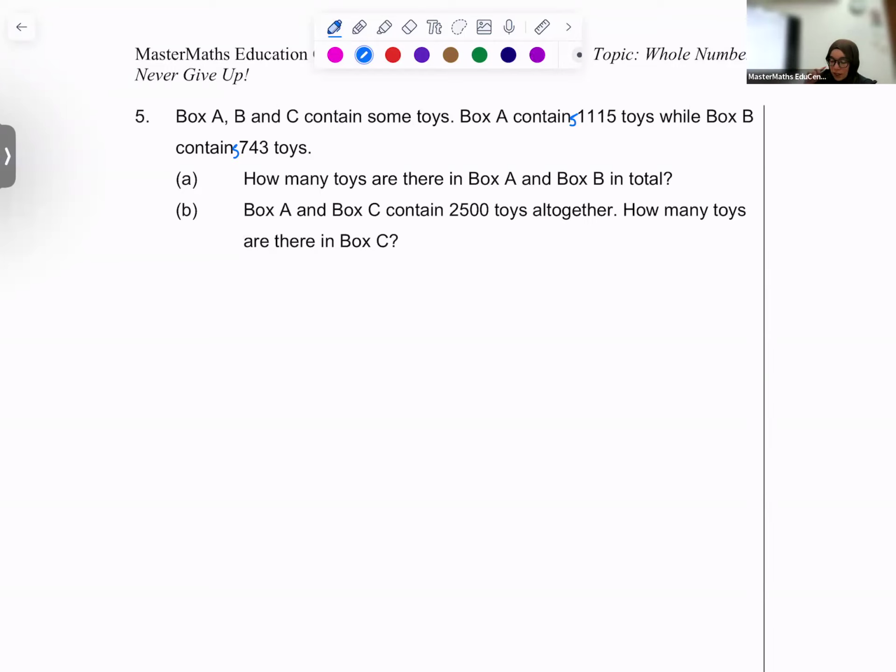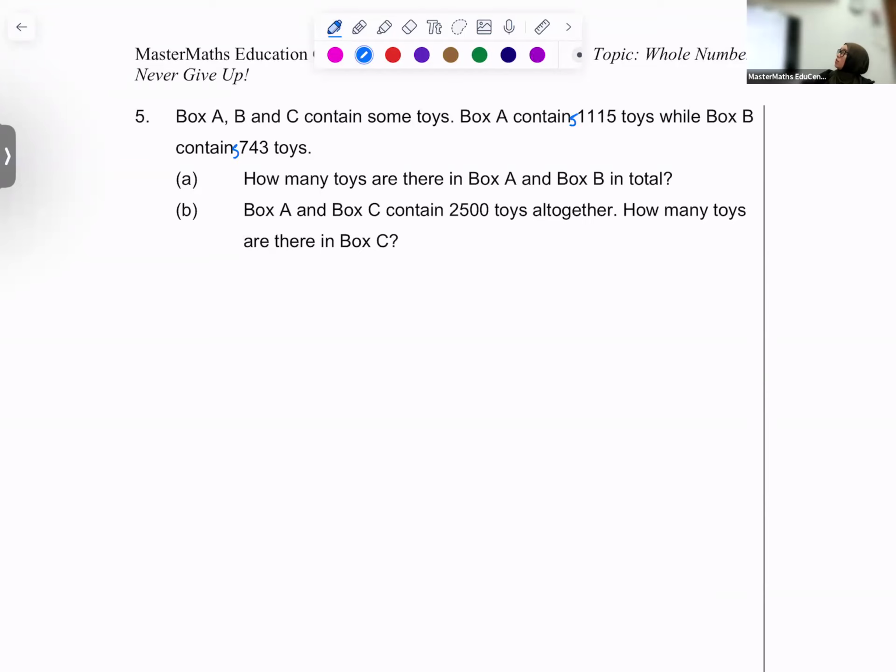Okay? How many boxes are in the question? Naila, how many boxes are there in the question? How many boxes? Are there any other boxes in the question? So how many boxes? 3 boxes, okay?